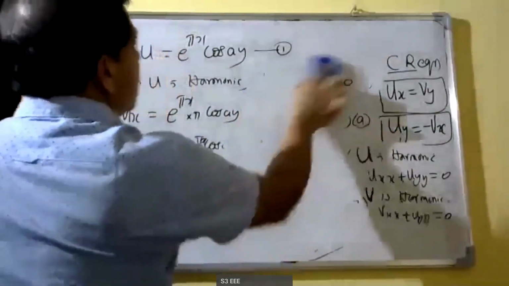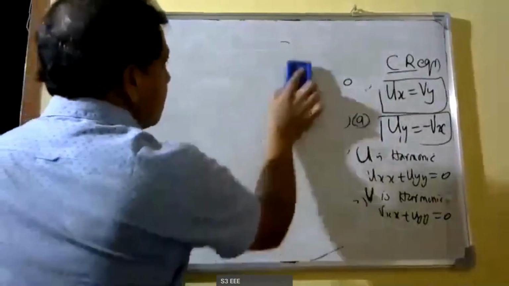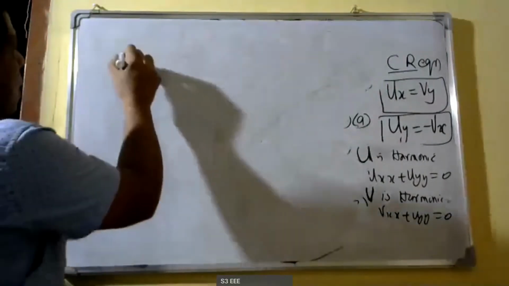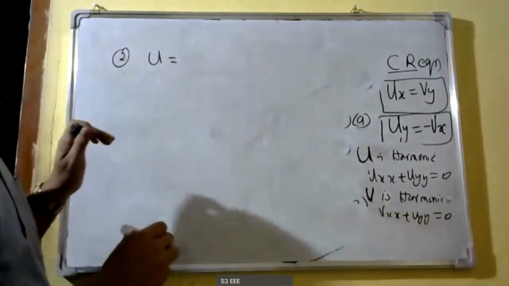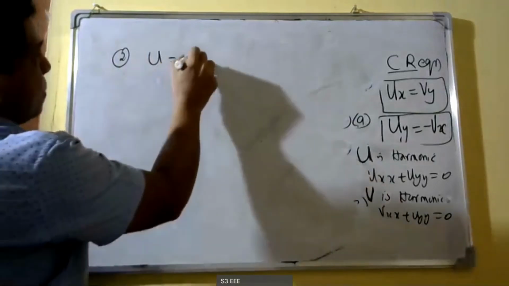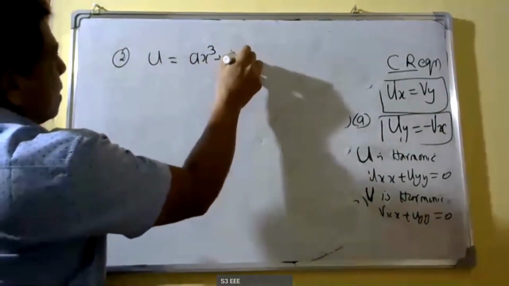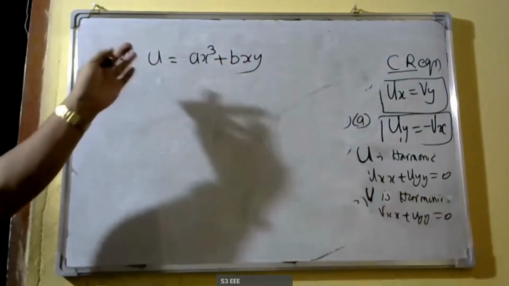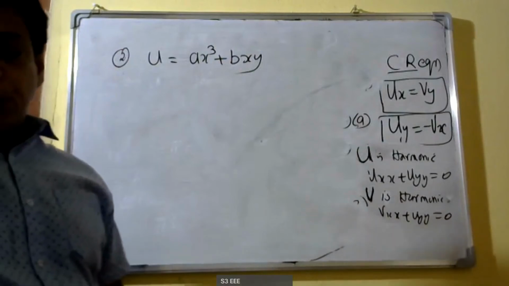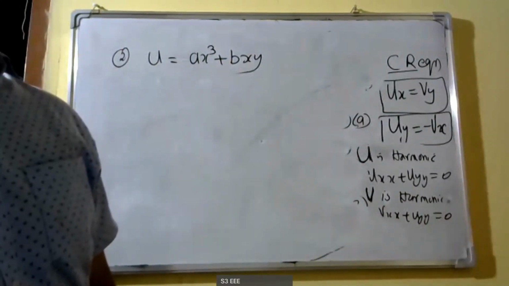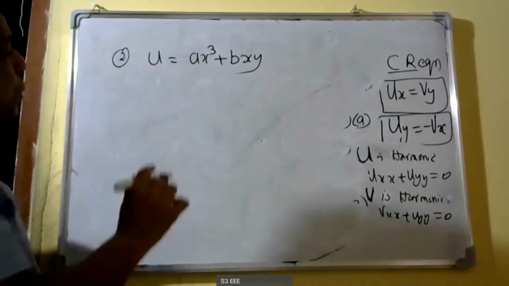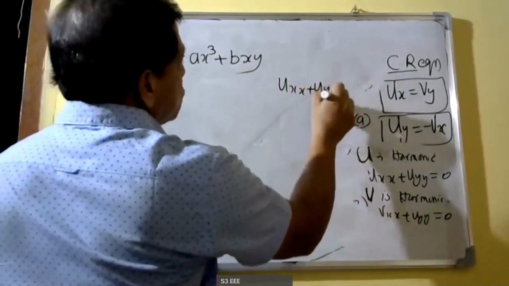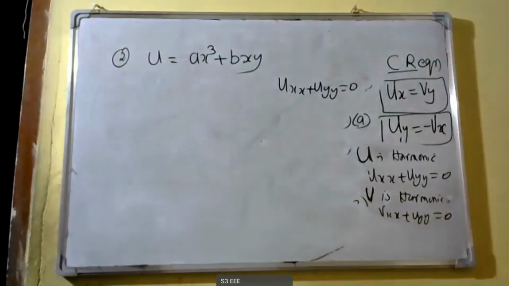Then we can do another problem. u is equal to ax cube plus bxy. Here given that u is harmonic. Since u is harmonic, uxx plus uyy is equal to 0. This is equation 1.